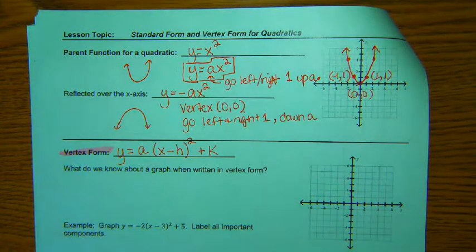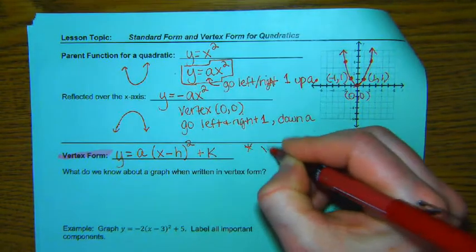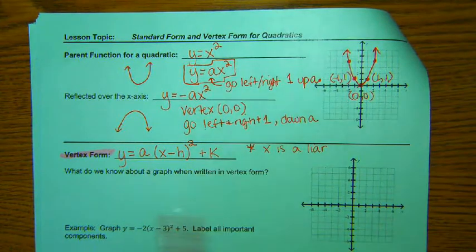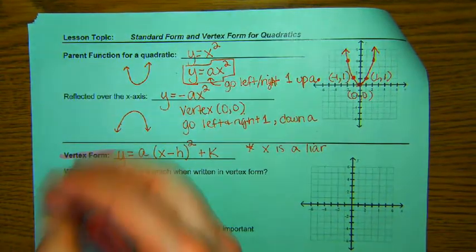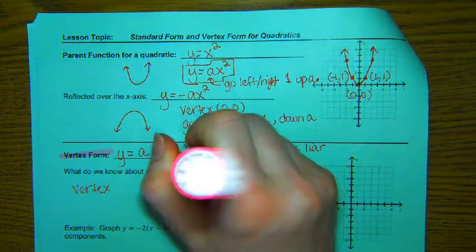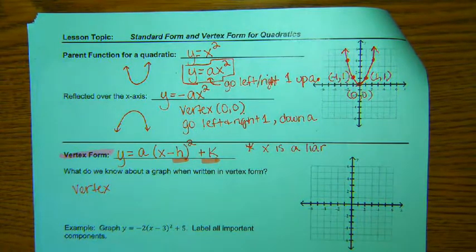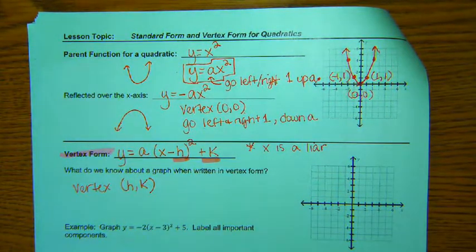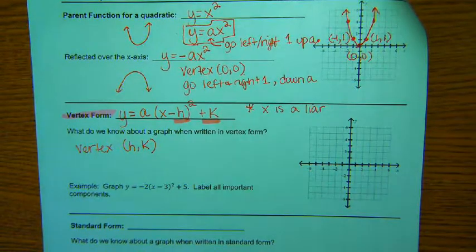Okay, if you want to take a peek and look at page 3 again, remember when it was in the parentheses, we moved it right or left, and then afterwards moved it up or down. So it actually moves the vertex. And x is a liar. We'll write this up here, okay? X is a liar. So when something is in vertex form, right away we can tell the vertex by looking at what those two numbers are, this number right here and that number right there. The vertex is h, k. Vertex is h, k. Okay.